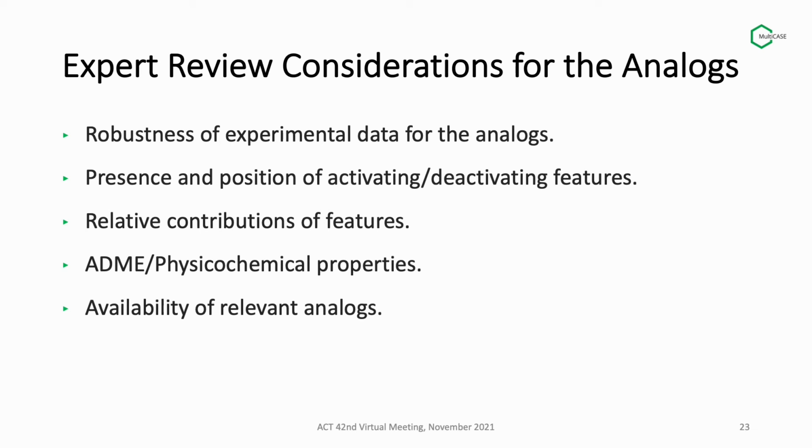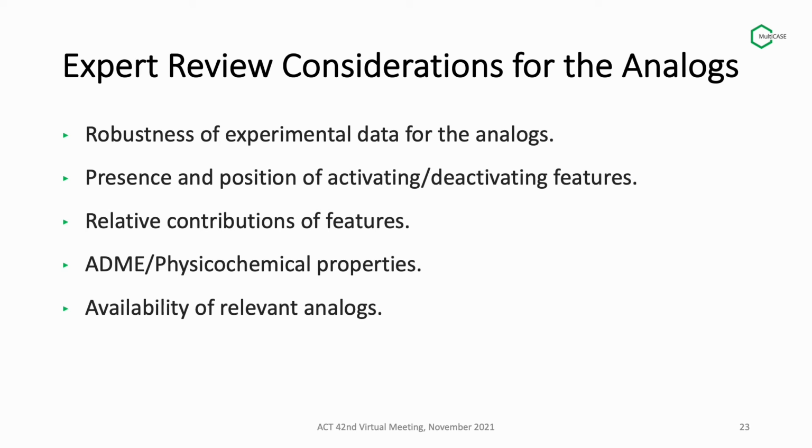Then the ADME and physicochemical properties should also be considered. So for example, if a nitrosamine analog is highly soluble in water, most likely it is going to be flushed out of the body before it can exert its toxic effects. So this is one simple way to say that the physicochemical properties are also an important factor.